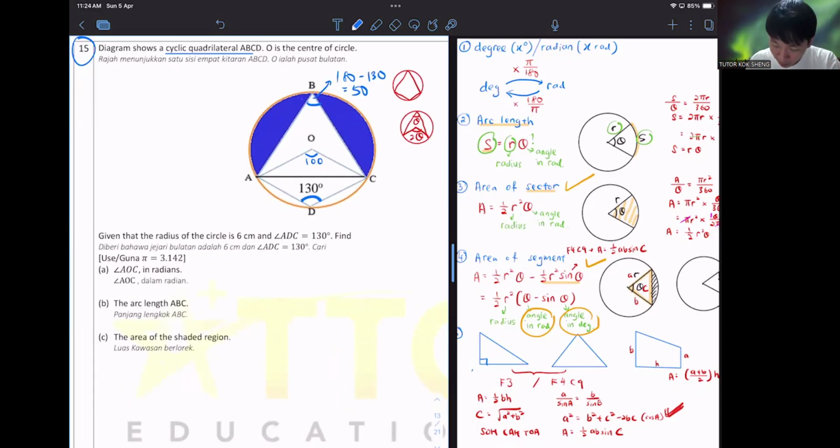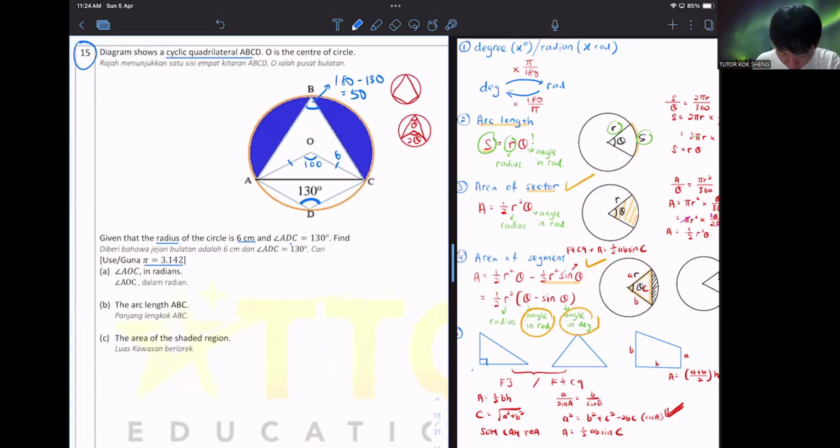Given the radius of the circle, 6 cm, so OA and OC are the same, 6, and ABC is 130 degree. It's already 130. Later the pi is 3.142.